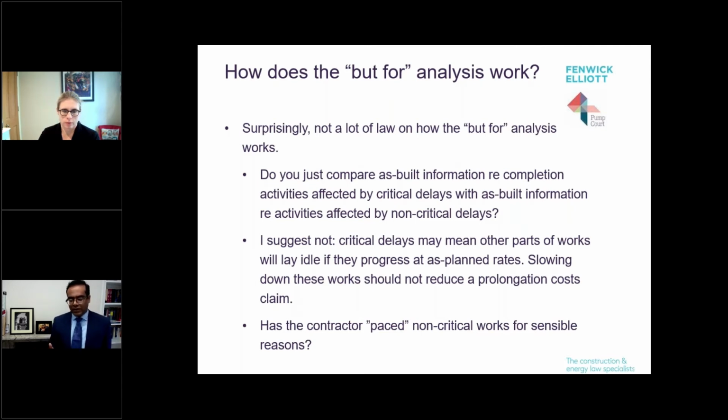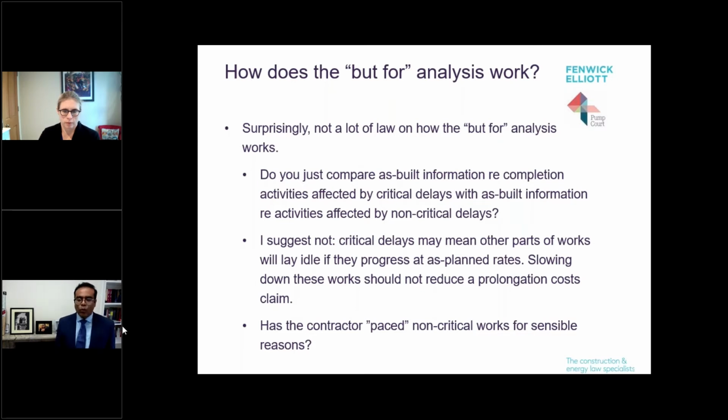Well, on one view, what you do is you retrospectively look at all your as-built information and you assess what the length of the delay is on the critical path, and that will be something that you need to look at for the purposes of your EOT claim anyway. And then you also look at the as-built information in relation to non-critical delays, and what you simply do is do a straight comparison between the two and work out, by reference to the as-built information, when the contractor would have completed their works but for the employer delay event. And I would expect that if I were acting for an employer, that would be the sort of analysis that I would want.